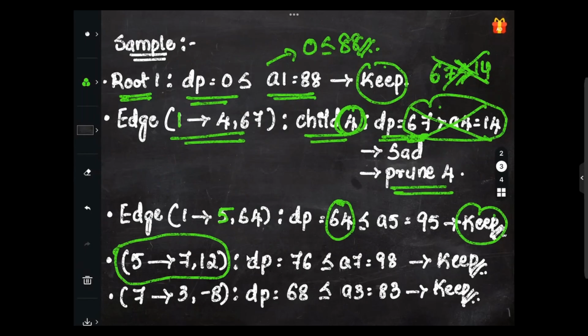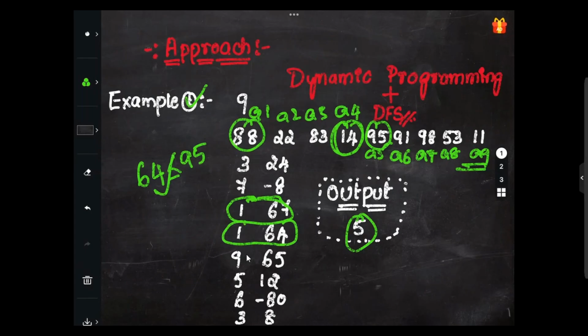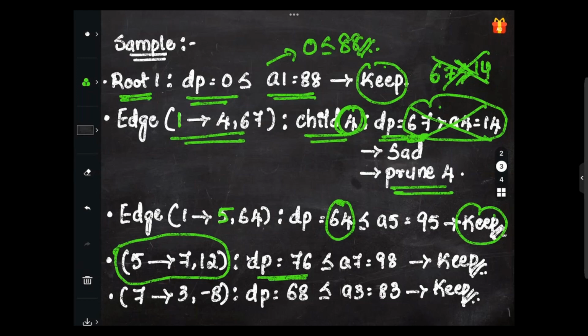Yeah, so here we'll be going with a value 76, right? This one we have 80. Yeah, this is fine. We'll be going with 76, which is less than or equal to 98.